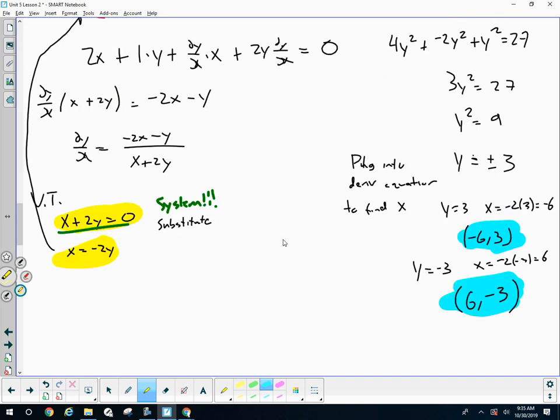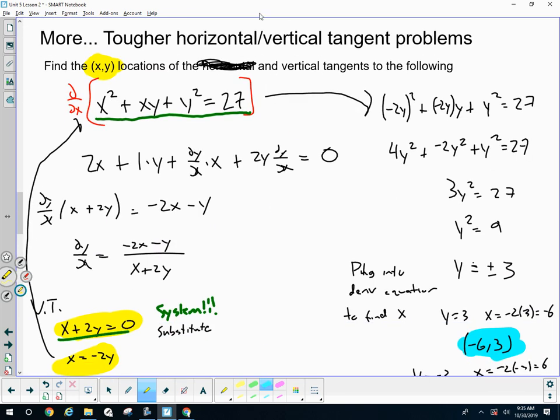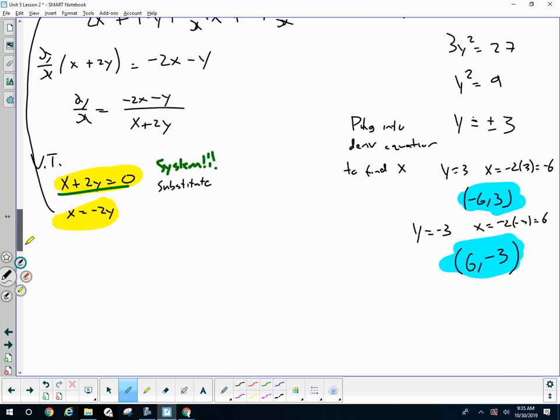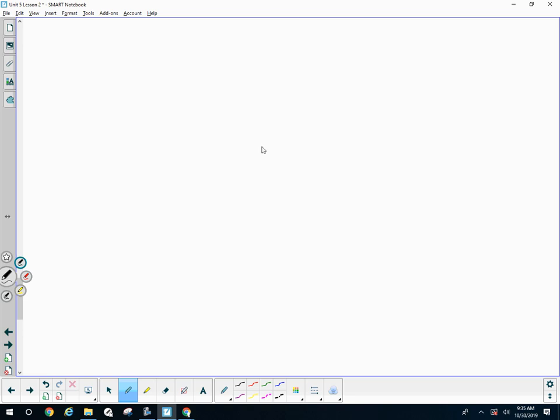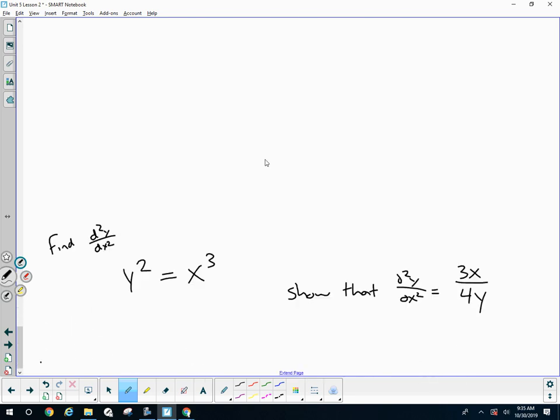All right, so that's a tougher horizontal vertical tangent problem. You'll see some like that on your homework. But let's move on. We also know about the uses of a second derivative. The second derivative tells us whether something's concave up or concave down, and we are going to want to do that with these curves.